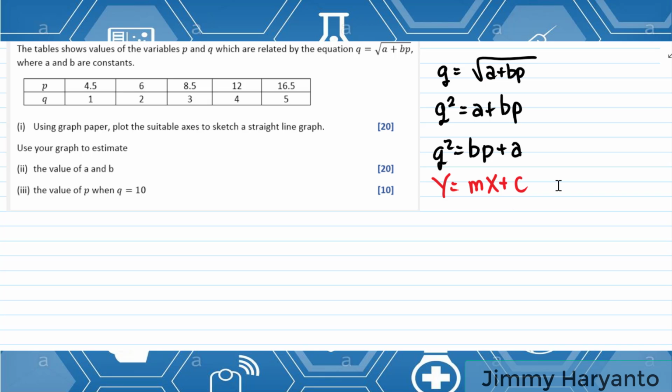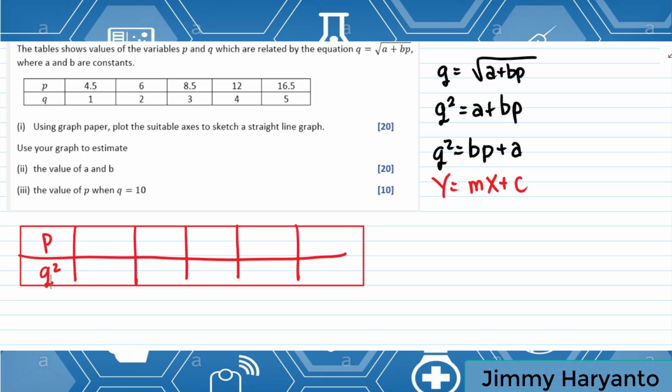Okay, next. Now we know what to plot. Now we have to plot q square and p, but we don't have q square in the table. We have to create it. For the p, just copy it. 4.5, 6, 8.5, and then 12, and then 16.5. For the Q, we have to square it. 1 square is 1, 2 square is 4, 9, 16, and 25.